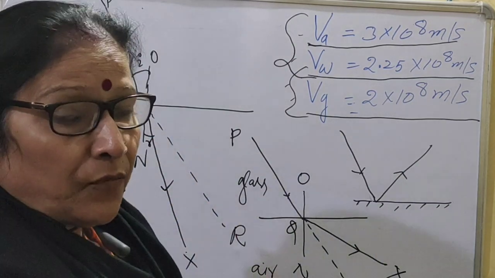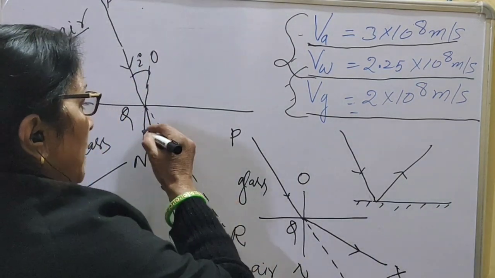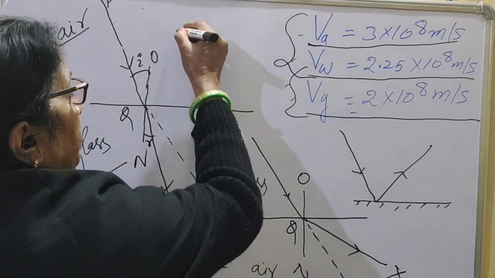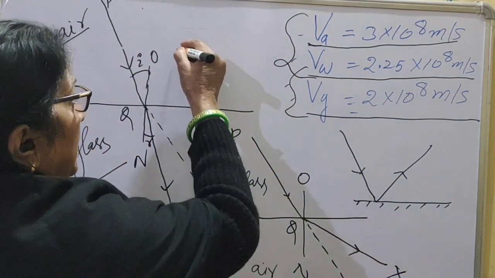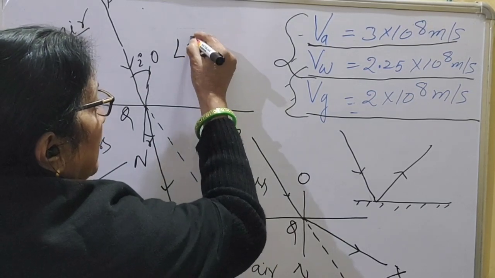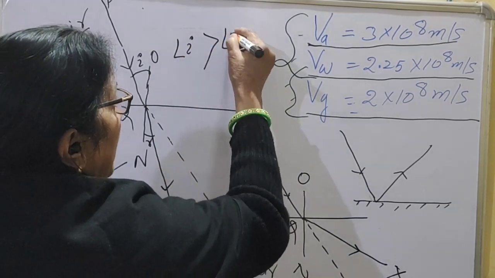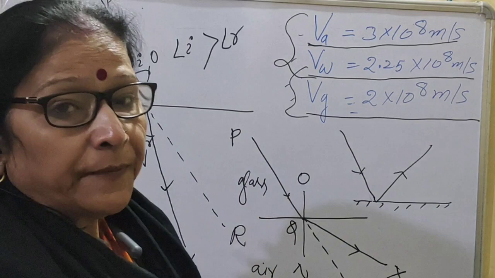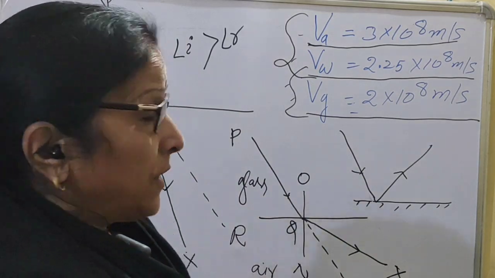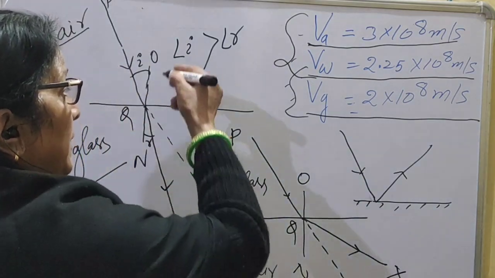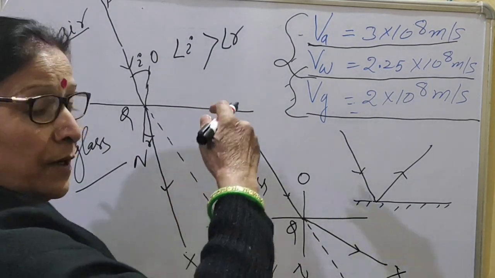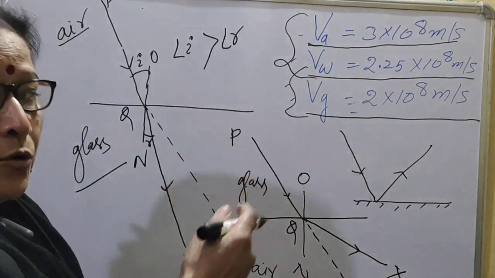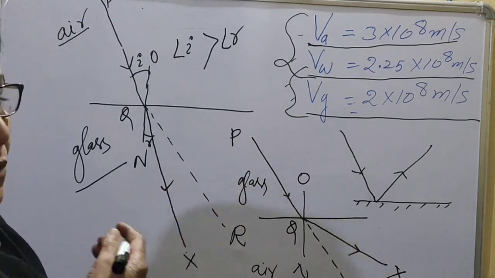Angle between refracted ray and normal will be angle of refraction. So here the two angles want to be equal. Angle I will be greater than angle R when ray of light passes from rarer to denser medium. So angle I will be greater than angle R and the ray of light will bend towards the normal, closer to the normal.